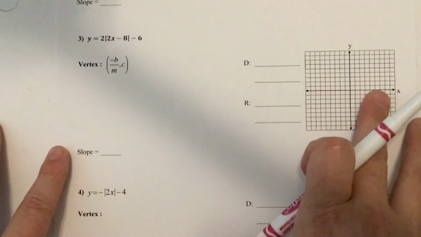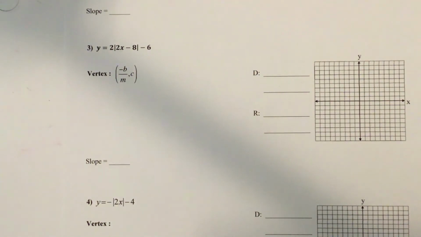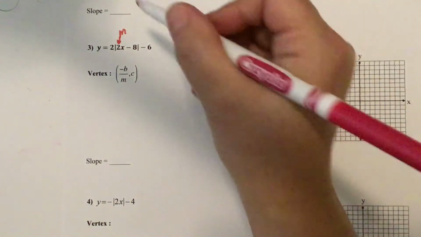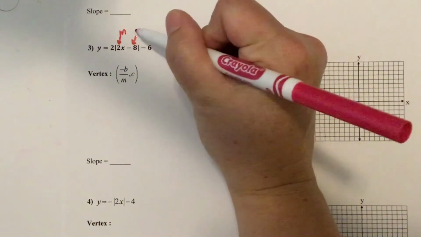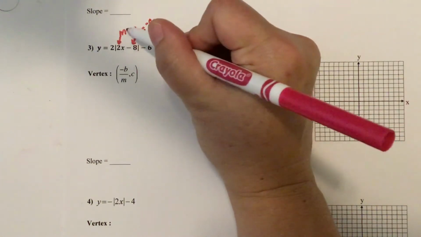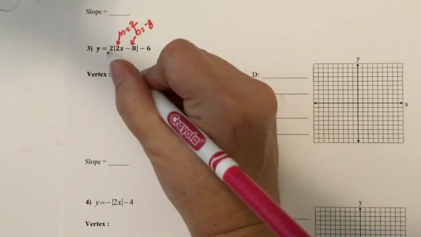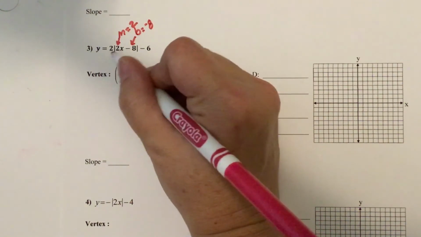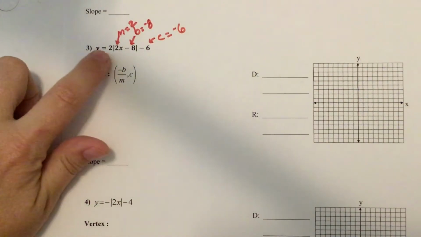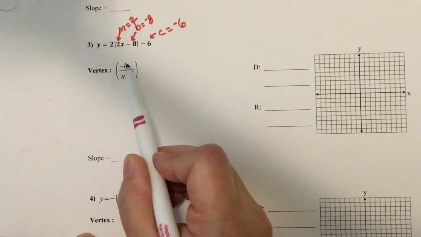Let's go to number 3. Looking at number 3, let's see if we can locate M, B, and C. So remember, M is inside the absolute value bars smushed with the X. B is inside the absolute value bars behind the X. So B is that -8. And M is this +2 here. And C is a number added or subtracted. This 2 is not added or subtracted because it's smushed. So this -6 here, that's the C. All right, I'll deal with this 2 after a while. I don't need it for the vertex. The vertex just wants to know the B, the M, and the C.